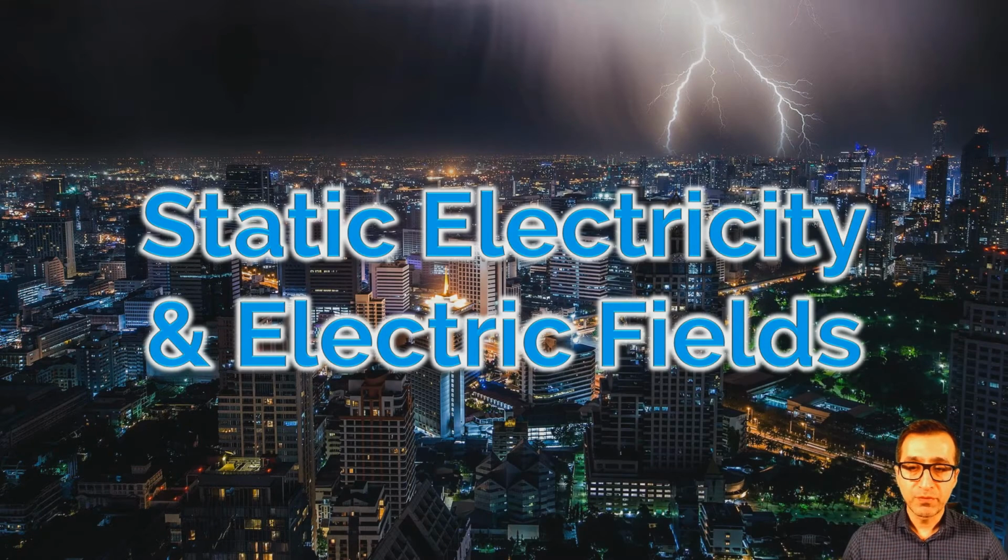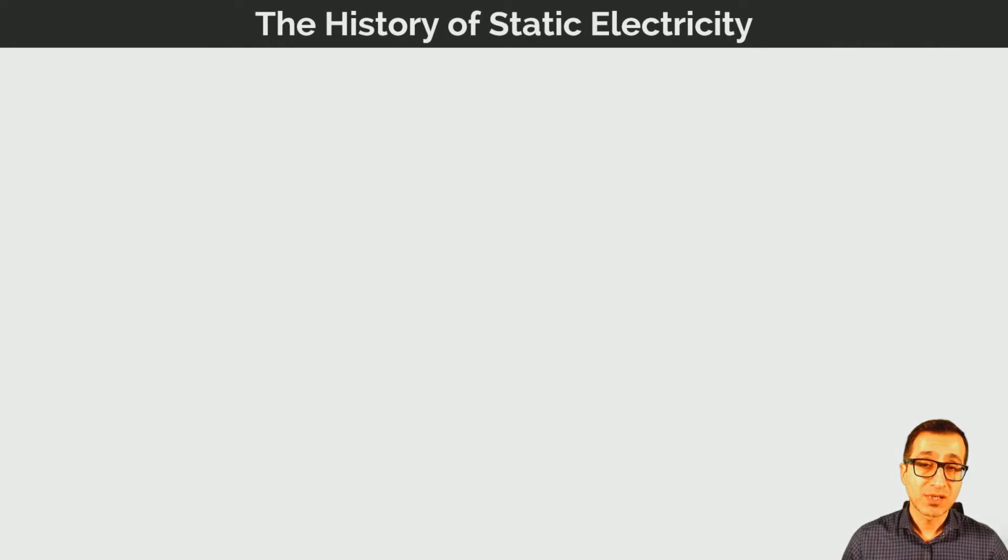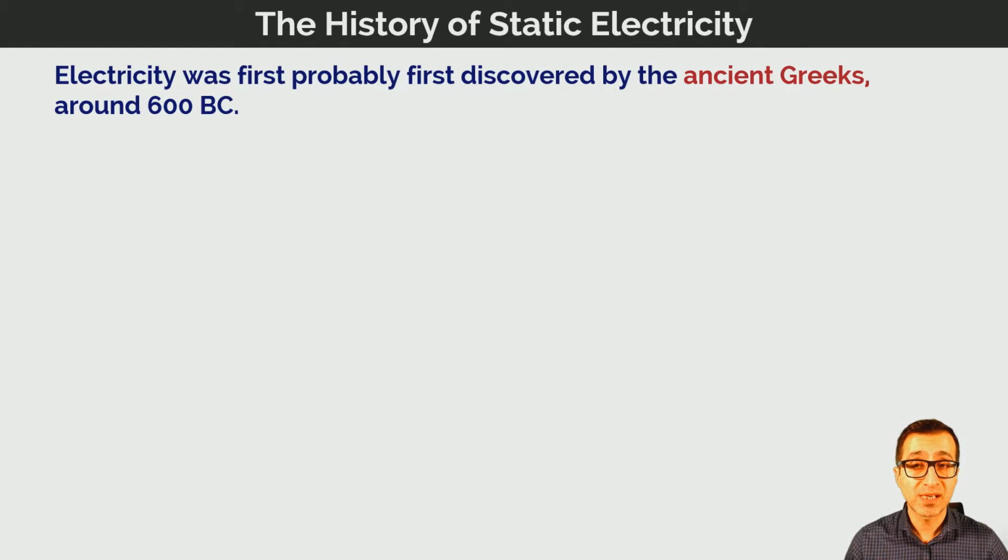So, before we get started then, let's take a look at some of the history of what we call static electricity. It's thought that the phenomenon of electricity was probably first discovered by the ancient Greeks around 600 BC. There are other ideas. For example, you might want to look up something called the Baghdad battery, which arguably could have been an electrical device that was used much earlier than this in Mesopotamia.